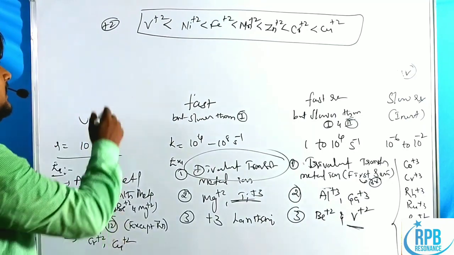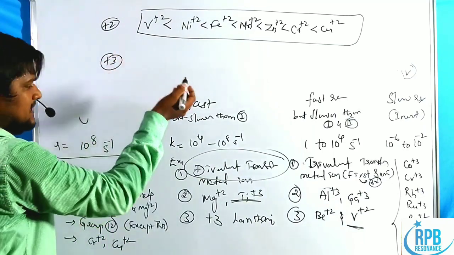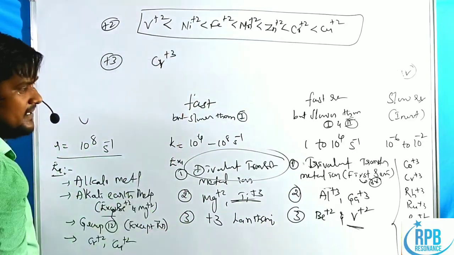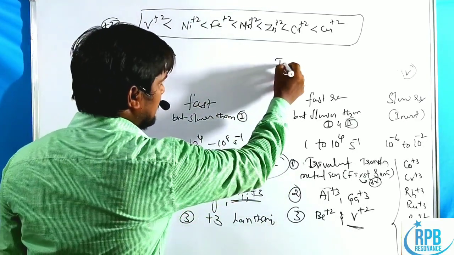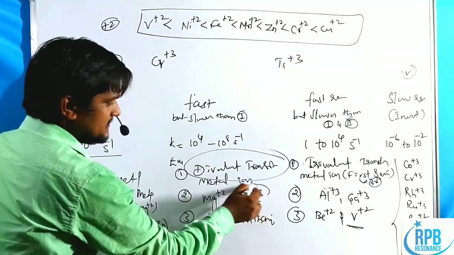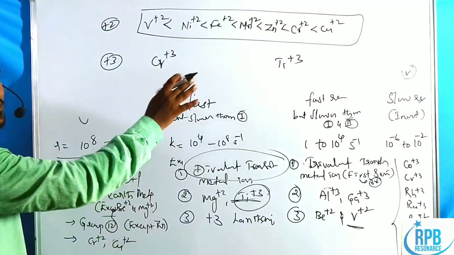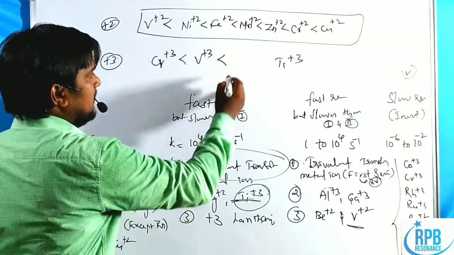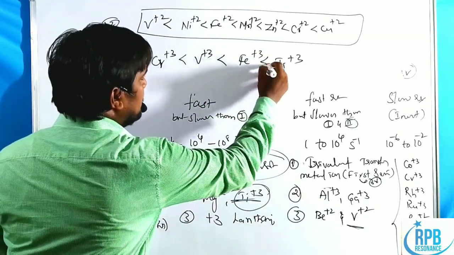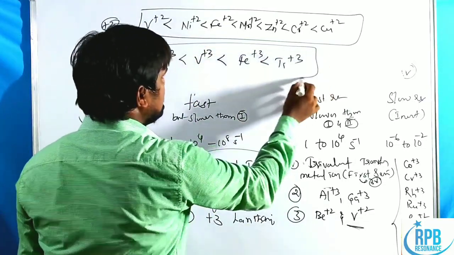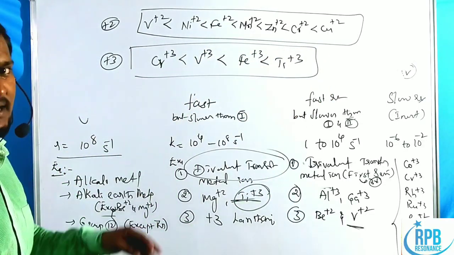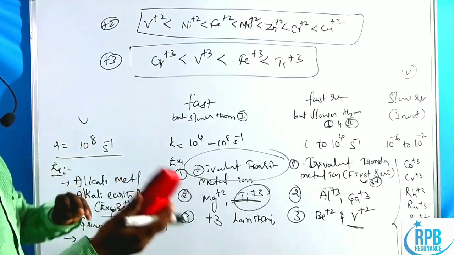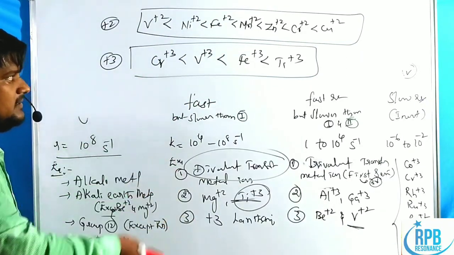Now in the case of trivalent cations, generally chromium plus 3 will show less character when compared to titanium plus 3. Titanium plus 3 is in a second category, that's why it is present there. Then again chromium plus 3, vanadium plus 3, iron plus 3. This is the trivalent cation series, which is very helpful to predict the water exchange mechanism. I saw one example regarding this category.